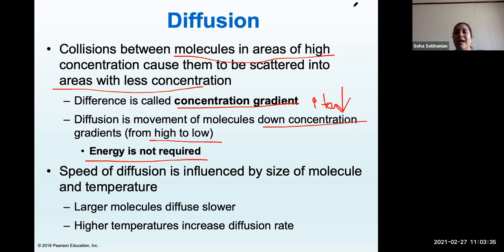Now, what can affect my diffusion rate? How fast can these molecules diffuse? Kind of think about it. If you have a relatively larger molecule, it's gonna move slower, right? That kind of makes sense. Higher temperature increases diffusion rate. Can anybody give me an example of this? Higher temperature increases diffusion rate.